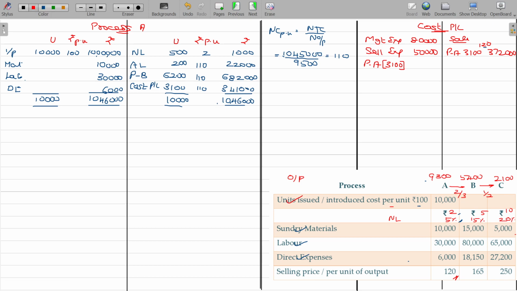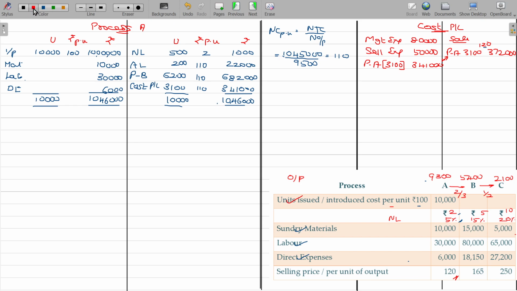And the cost, I have multiplied here. 3,100 units' value is 3,41,000 but sold for 3,72,000. So the difference between the two is profit due to operating process A, the output of process A immediately sold. Because of that we gain 32,000 rupees.